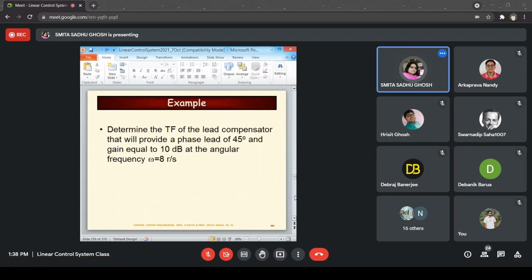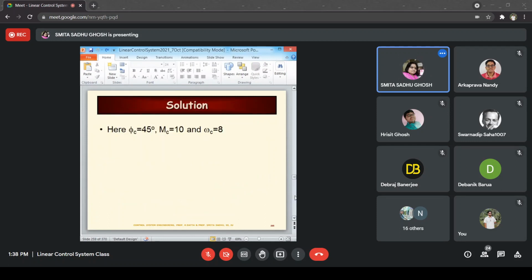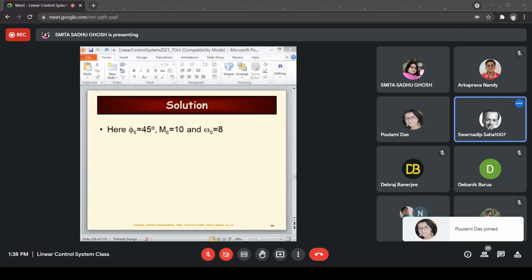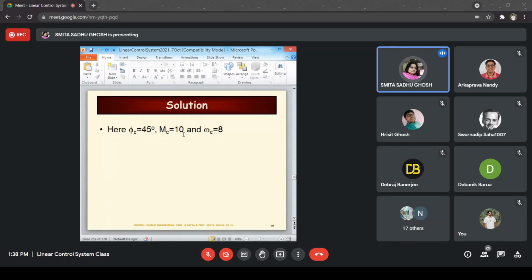So how much is your q? One. Right, so q is known to us, and MC is given as 10.